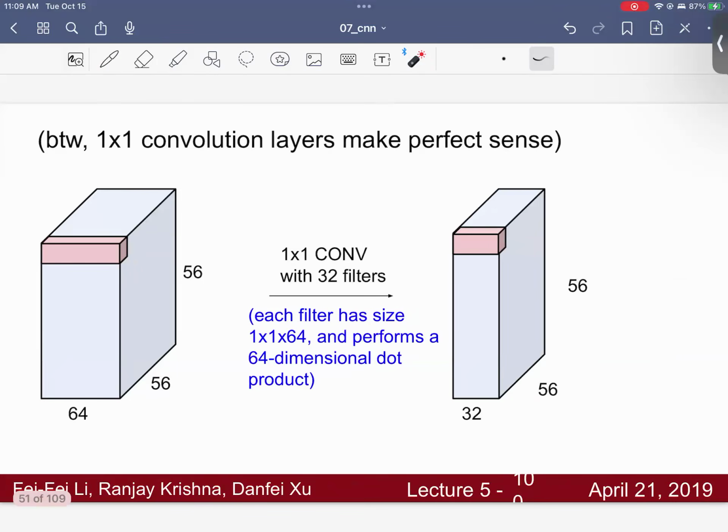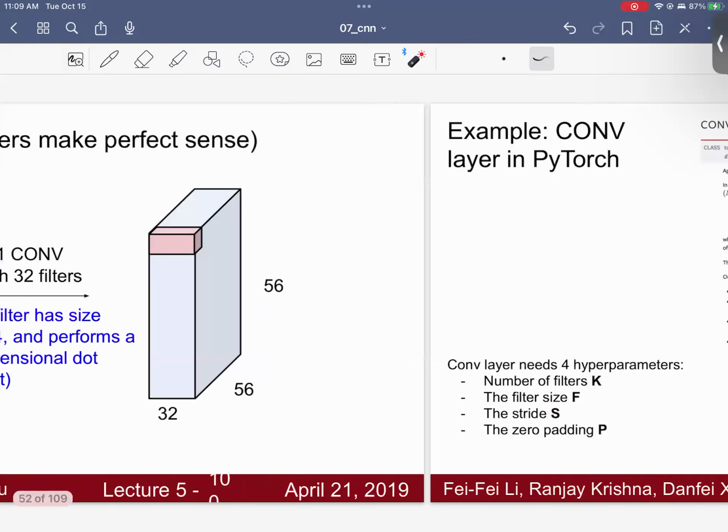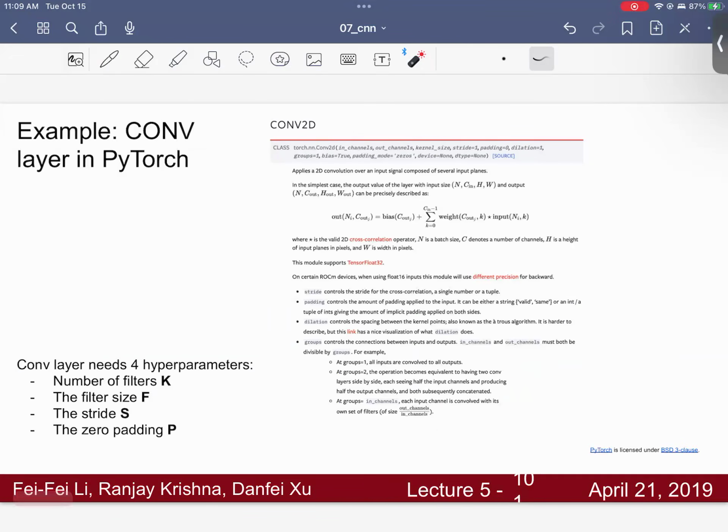Oh yeah, I've already drawn this, so we can move on. Question: is this regarded as downsampling on the image? Actually, no. We're going to talk about downsampling, which is basically pooling, a kind of downsampling.